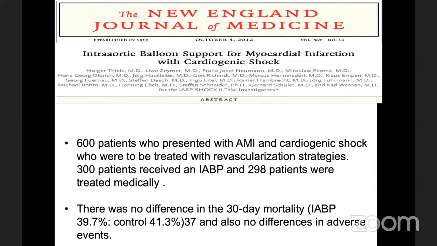So this is a study from the New England Journal of Medicine: 600 patients who presented with acute MI and cardiogenic shock, who were to be treated with revascularization strategies. 300 patients received a balloon, and almost 300 other patients were treated medically. There was no difference in the 30-day mortality between the balloon and the medical therapy, which was respectively 39.7% and 41.3%, and no difference in adverse events also.